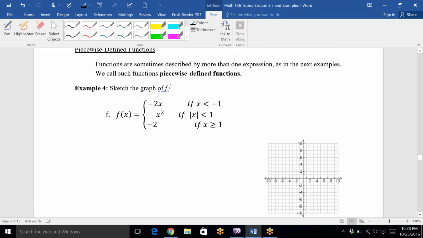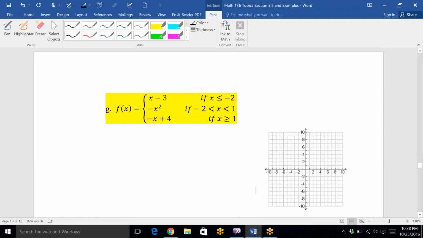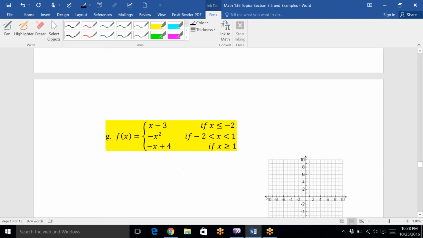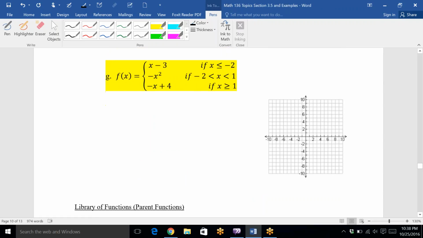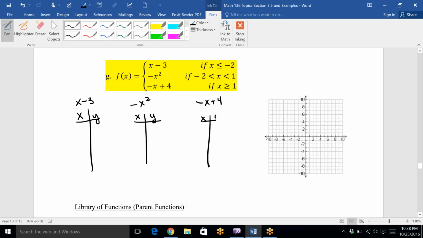Okay, so the only other one left in this section is the second piecewise function. So just to remind you how to do a piecewise function, you do a table of values essentially for each part. These are each different functions defined on different domains. This tells you how to set up your domains. This says less than or equal to -2. So -2 and then things that are smaller.